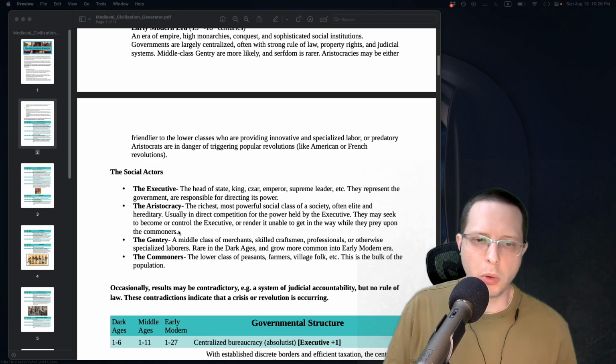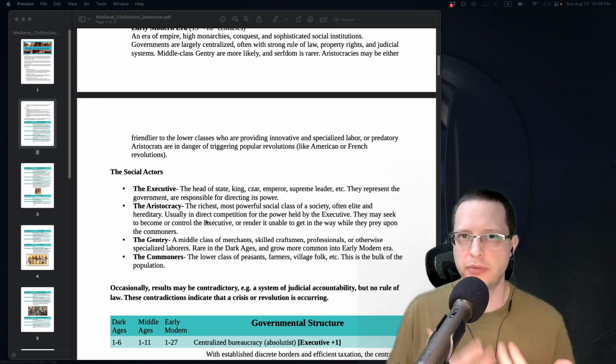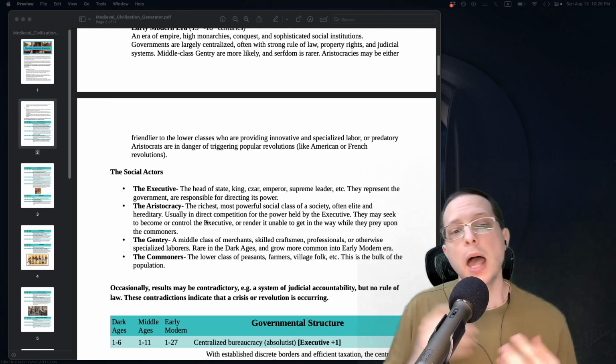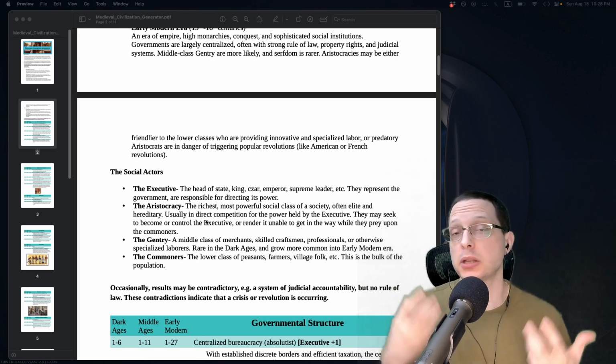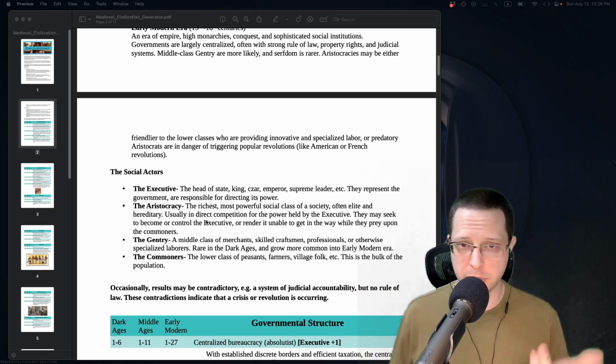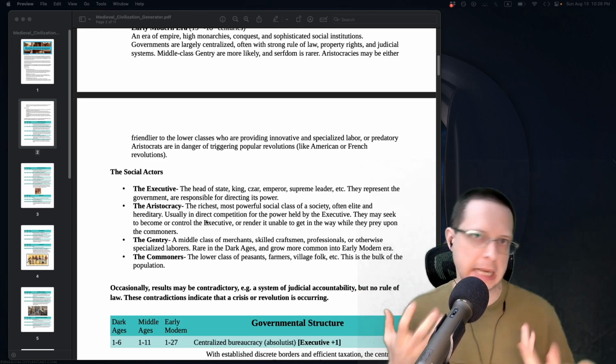As we roll on the different randomization tables in order to determine the different sorts of structures of things, these are going to be adding or subtracting power from certain particular social actors that were described here, these different classes or groups in society, right, that may or may not hold power.